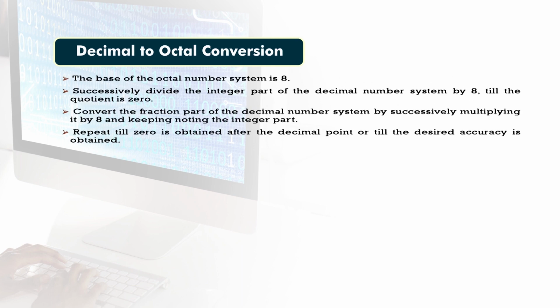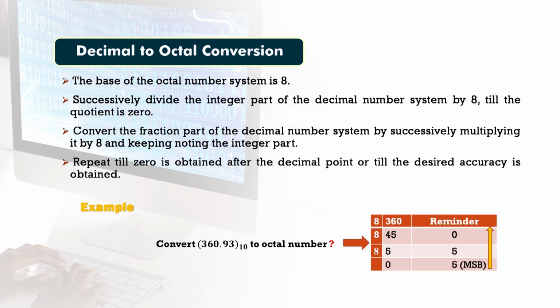Now we come to the next conversion, that is decimal to octal. The base of the octal number system, as you all know, is 8. So we have to successively divide the integer part of the decimal number by the base, that is 8, till the quotient becomes 0. For conversion of the fractional part, we successively multiply it by 8 and keep noting the integer part. Repeat till 0 is obtained after the decimal point or till the desired accuracy is obtained.